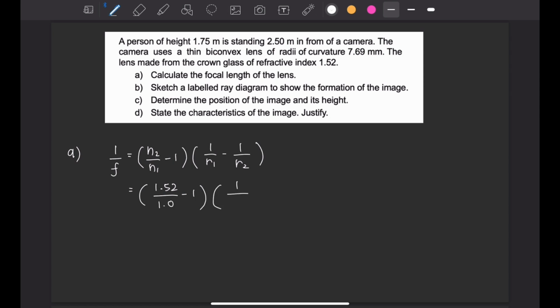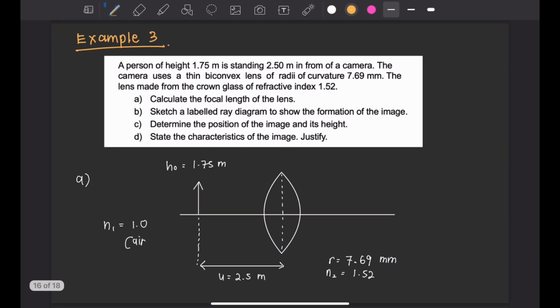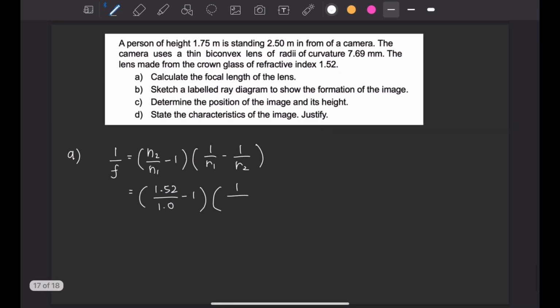1 over, okay, for radius of curvature, we need to determine whether the sign is positive or negative. So we learned before that convex surface is positive R and concave surface is negative R. So we use the same value but different sign. Be very careful with this. So R1 is positive and R2 is negative. Students also always make mistake for this, so be very careful, guys.